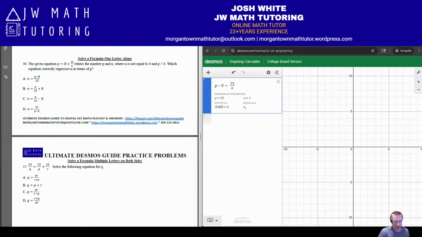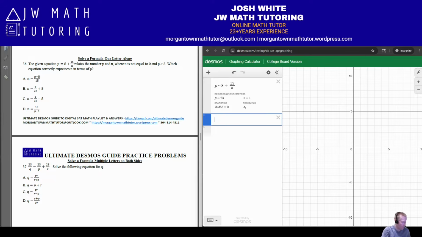Okay, so notice it picks a value for p and it picks a value for n already. Now, in the conditions of the problem, it says n is not equal to 0. Okay, good. N is 1. And then it also says p is greater than 8. It's 23. Okay, so those things both work so far.